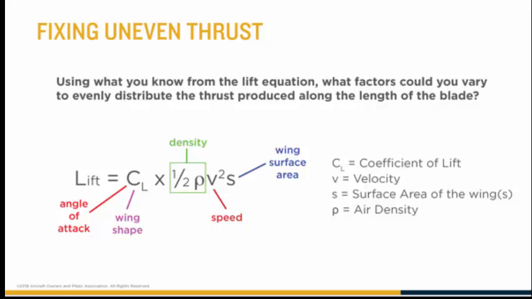So hopefully now we understand that each part of the propeller blade must be different in order to create the even thrust across the entire airfoil. So, think about solutions, creating symmetric or even thrust from root to tip, using what you know about the lift formula, and think about what factors could be varied in order to evenly distribute the thrust along the propeller blade. You also need to remember that changing the camber and angle of attack changes the coefficient of lift.